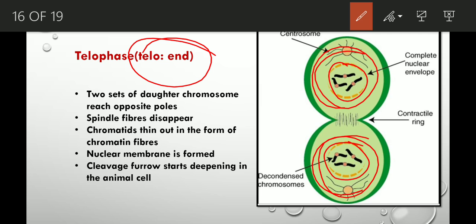Chromatid fibers again become thin in the form of chromatin fibers, and here the cleavage furrow deepens more and more. This deepening of the cleavage furrow is known as the contractile ring. Here a ring is formed. That means the cleavage furrow is contracting. It is deepening more and more, thus forming a contractile ring. This is the main characteristic of telophase.